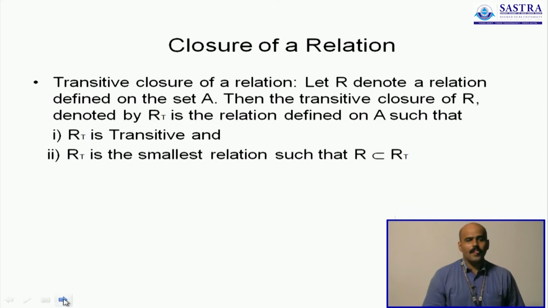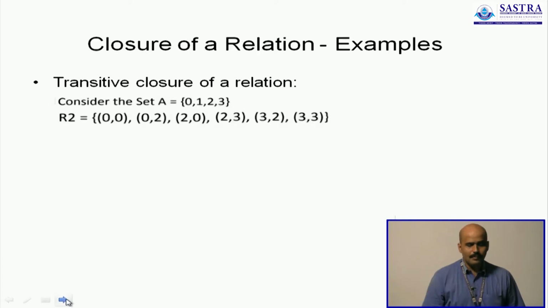Proceeding further, the transitive closure is also defined in the same manner. It is another relation defined on the set, which is number one, a transitive relation, and number two, the smallest relation that contains the given R. But the difference is, determining the transitive closure is not as simple a task as it was for determining the reflexive and the symmetric closures.